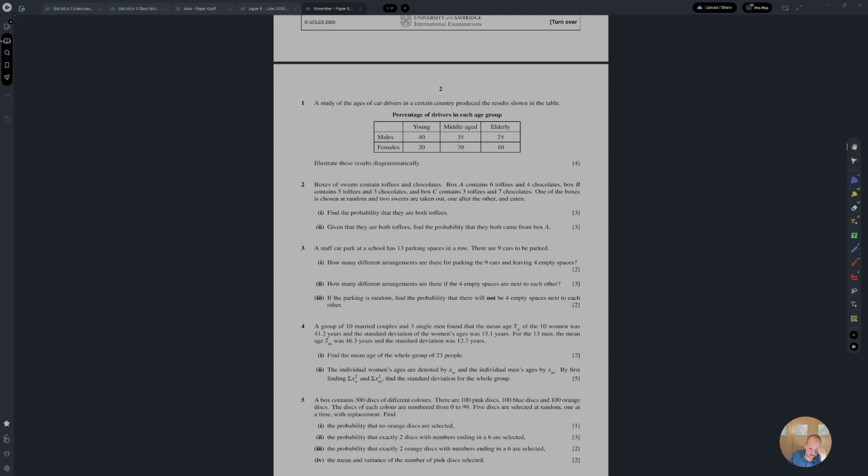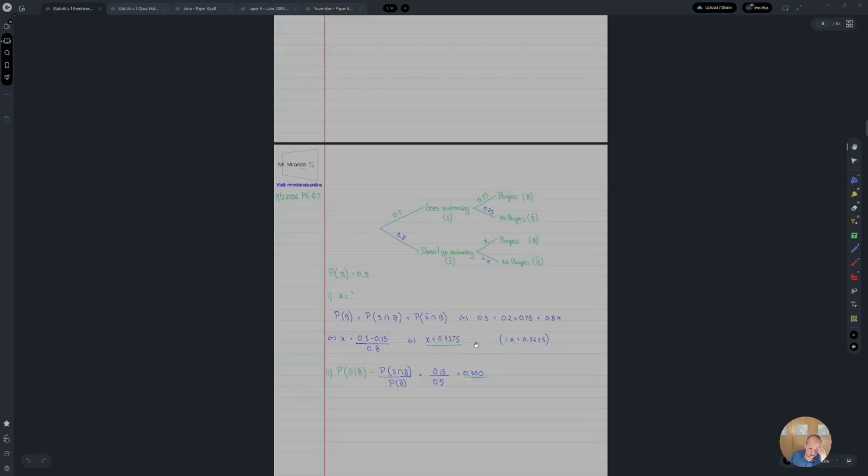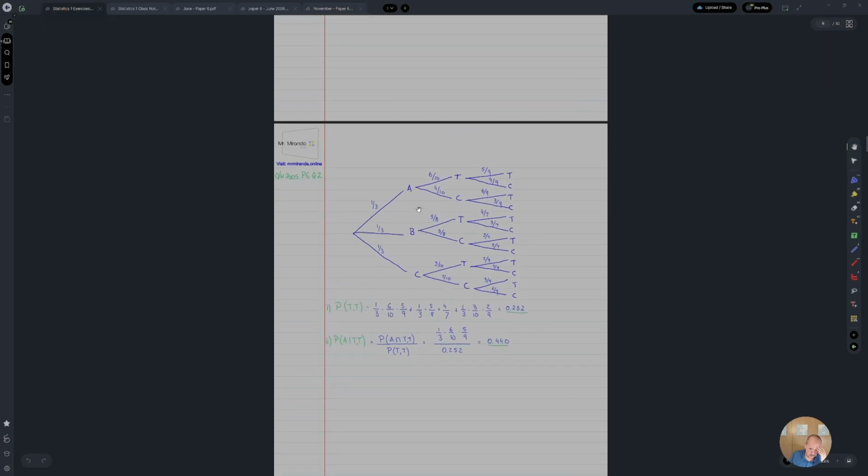So what you have here is basically 3 events. The first event is the picking of the box. You have 3 options, A, B, and C. And then you have 2 events, the event of taking 1 sweet, and then the event of taking the second sweet. I use this for making a tree diagram with these 3 events. So here is the first event, picking up the box. You have equal chances of picking up the box, that's 1/3, right?